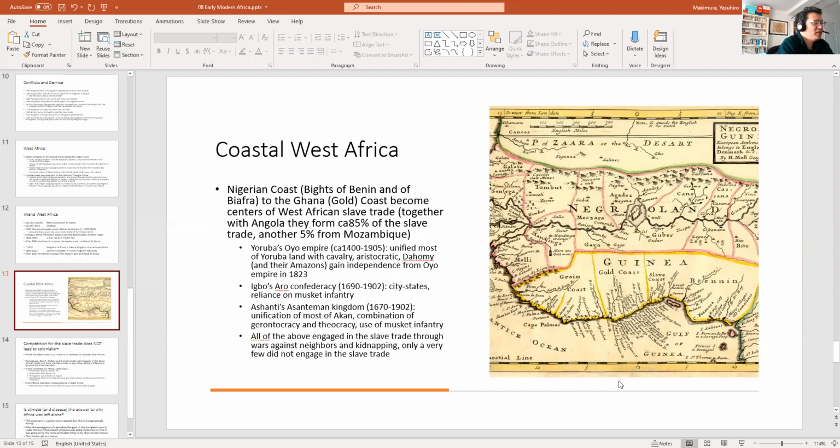Well, in the case of the Yoruba, they unified most of the land they lived under, and they created a single polity. Interestingly, they didn't really rely on infantry, they relied on cavalry to do so. It was an aristocratic empire. Dahomey, which is to the west of them, I don't know if you can see Dahomey in here. But Dahomey was in the western parts of the Yoruba's Oyo Empire, but they broke off and became independent.